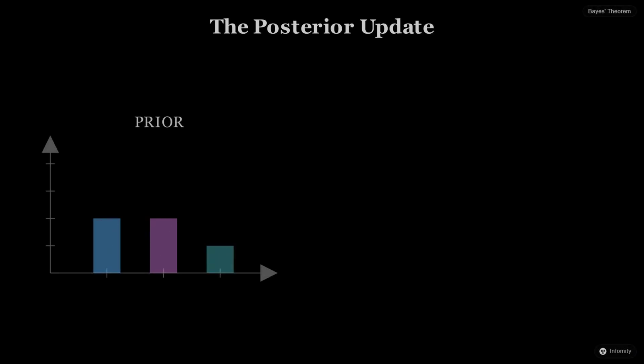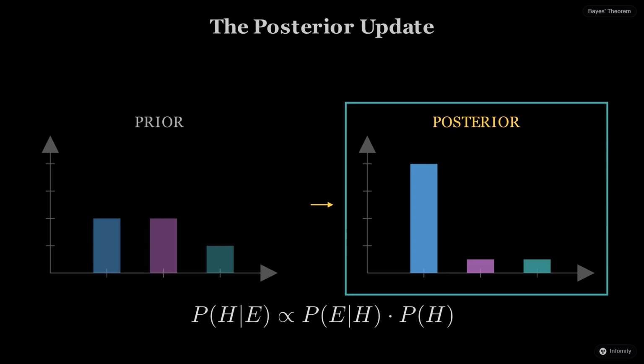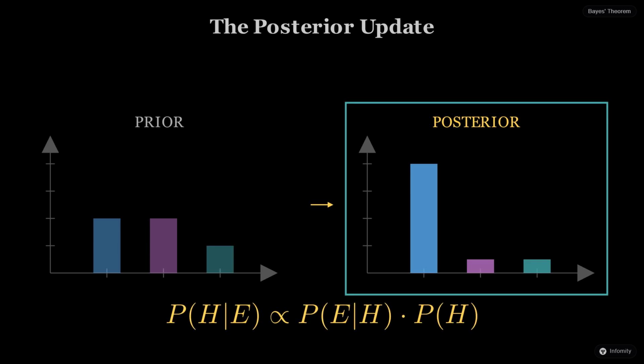Now we reach the heart of the theorem, the posterior. This is our updated belief. We take our prior probability and multiply it by the likelihood of the evidence. Then, we divide by the total probability of that evidence. The suspect who was already likely and who matches the evidence sees their probabilities skyrocket. This is the mathematical process of learning. We are not just guessing, we are refining our internal map of reality.